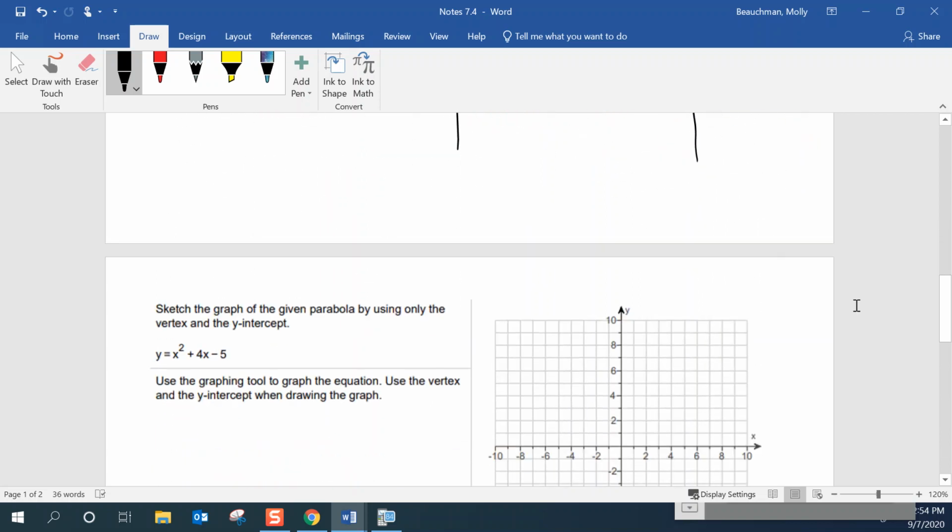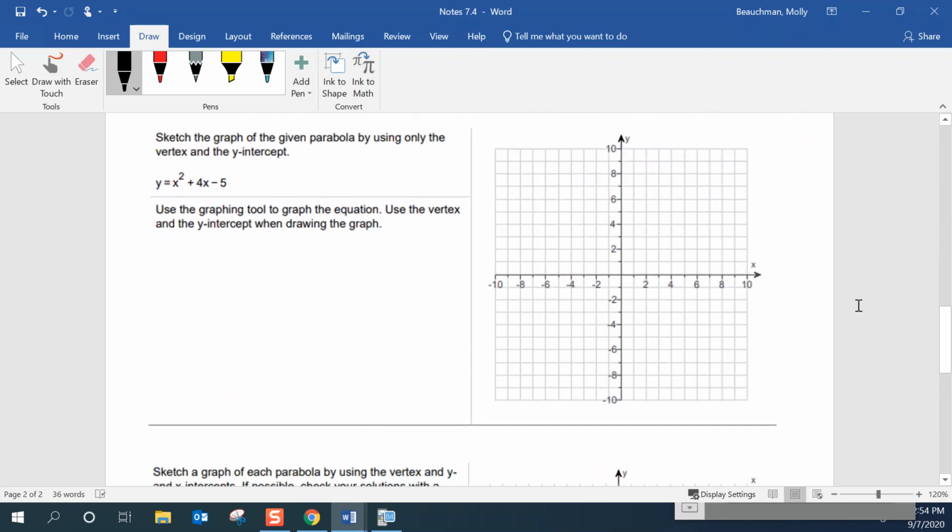Okay. So next example comes from homework. It says sketch a graph of the given parabola by using only the vertex and the y-intercept. So we don't need the x-intercepts for this one. We do need the vertex. The vertex, to get the x-coordinate, we use the formula negative b over 2a. And we check and see, is our equation in the right format? Yep, we're okay. It's got the x squared term, the x term, and a constant.